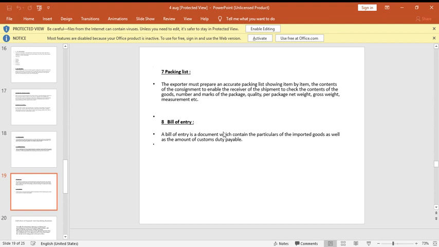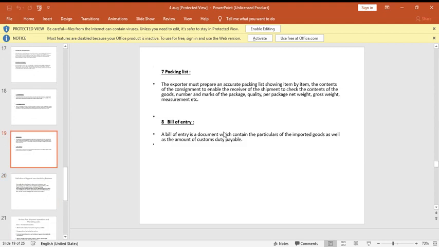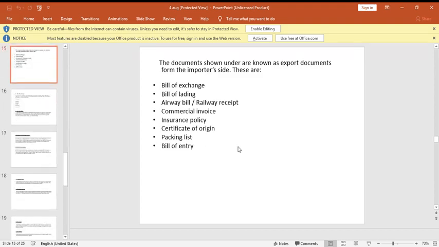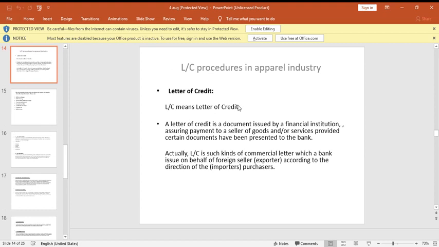And the last one is bill of entry. Bill of entry is a document which contains the particulars of the imported goods as well as the amount of customs duty payable. So these are the eight which come under the documents of letter of credit.